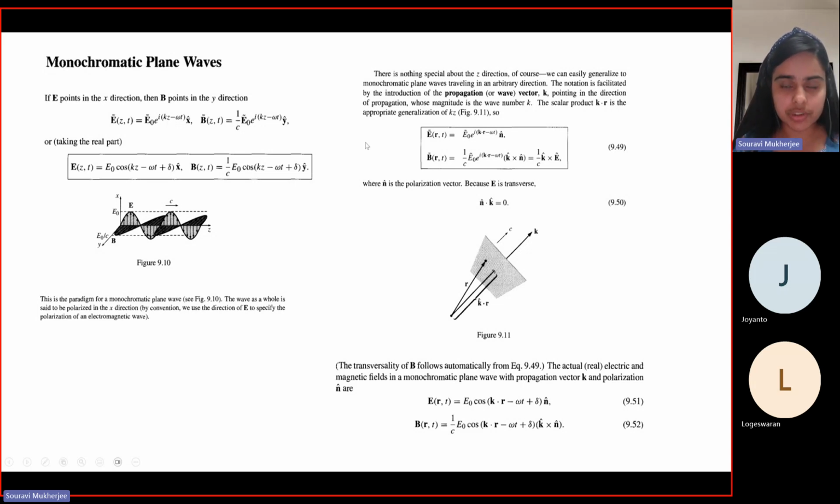In general, if the propagation is in any random direction given by r, then your wave expression, whether for the electric field or magnetic field, will have a k dot r term, right? So in any question, if your expression of the electric field includes the position coordinates, you can try to find what the wave vector is. Later in the questions, we'll see how from the electric field expression we can find the wave vector.